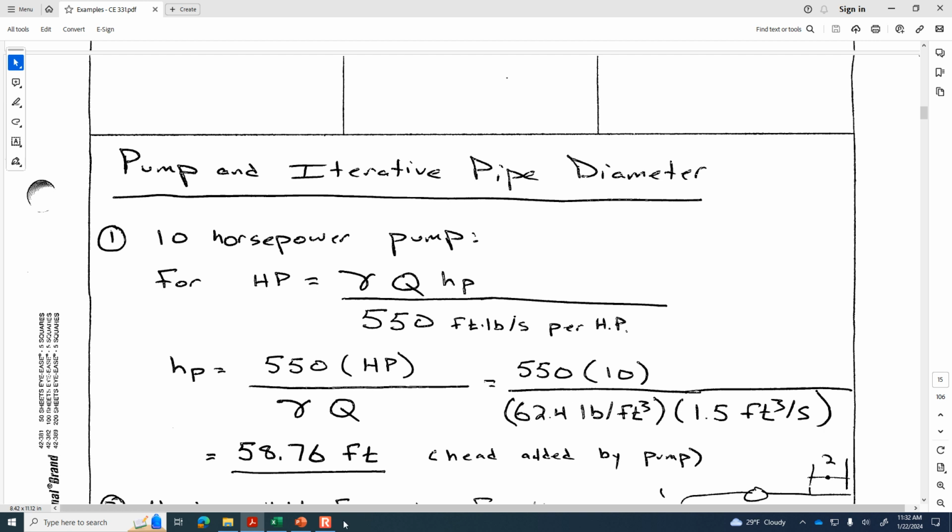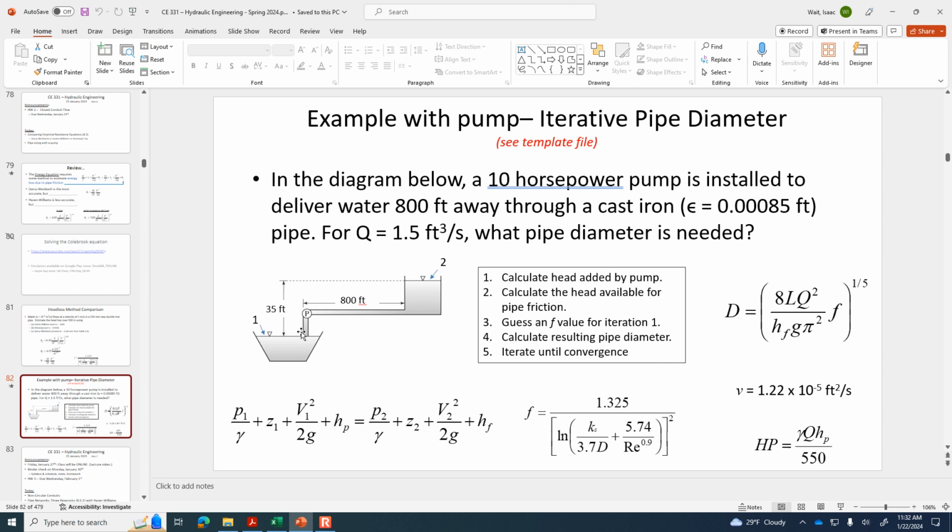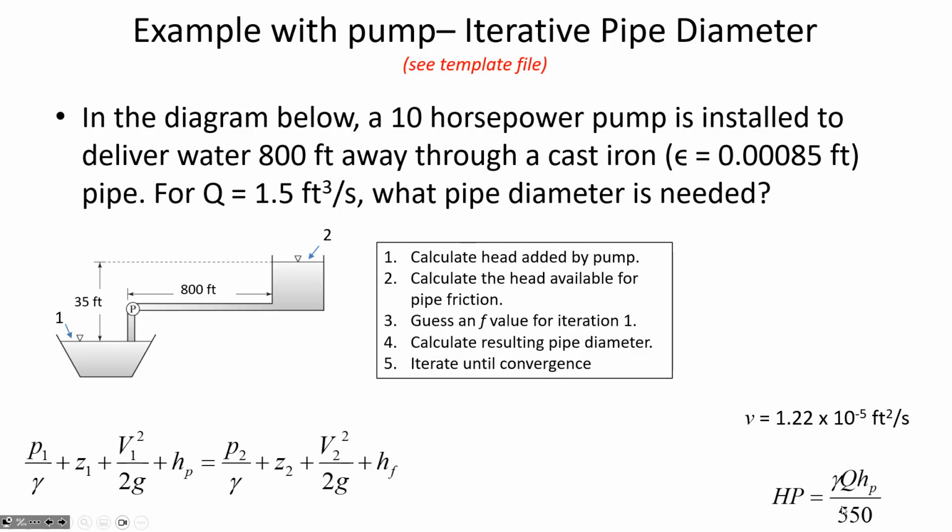So if we look at the diagram again, the water's flowing from 1 to 2. There's this increase in pressure due to the pump. Okay, so we know what the pump head is. Now let's put that into the energy equation and find out how much head loss is there.